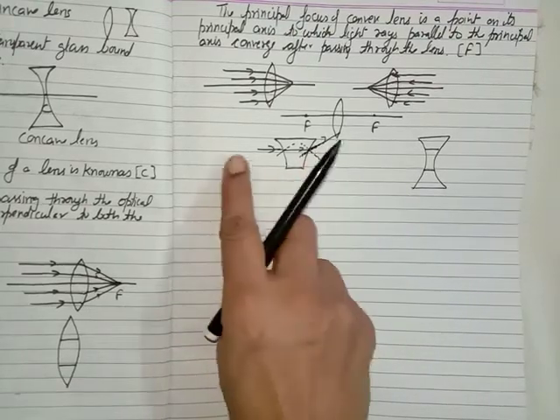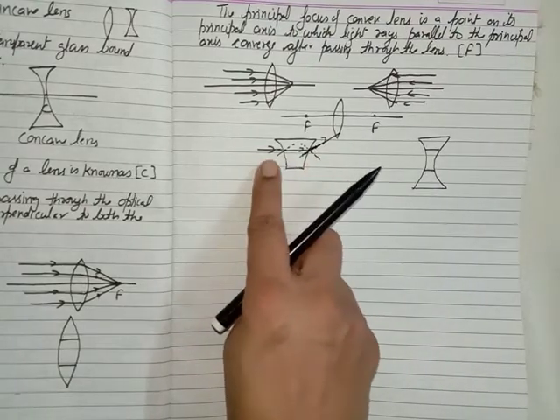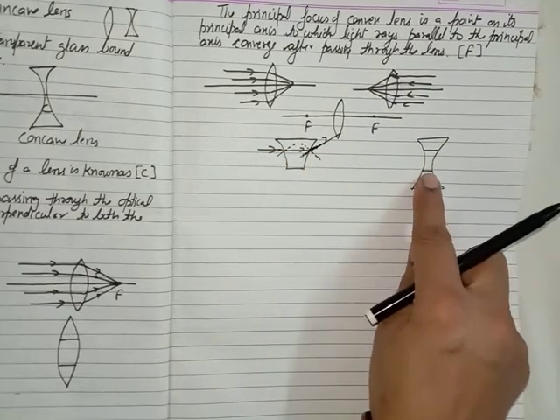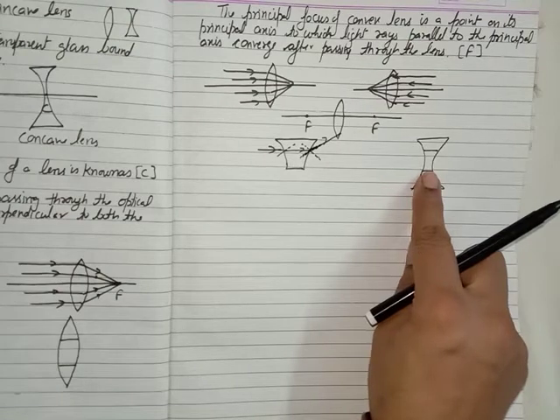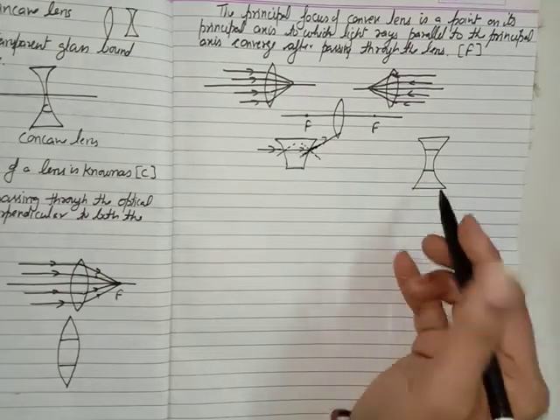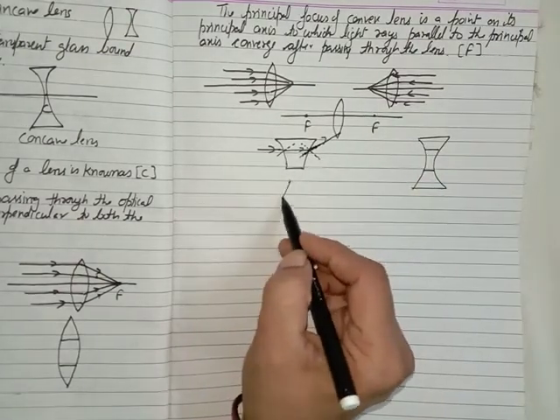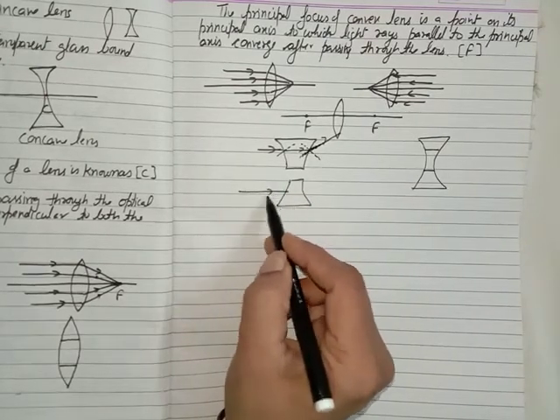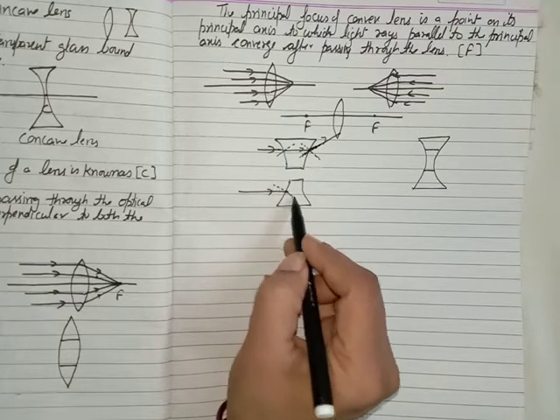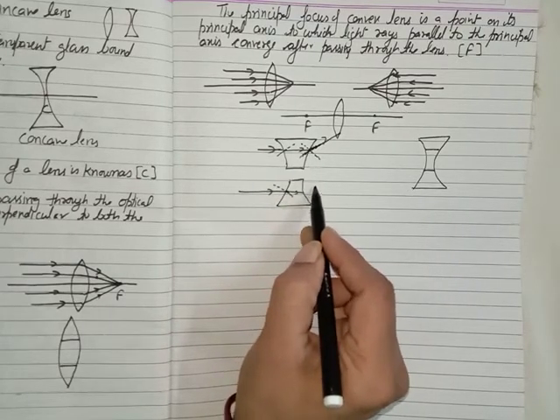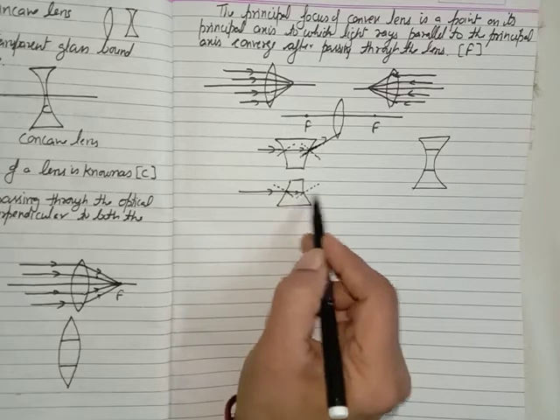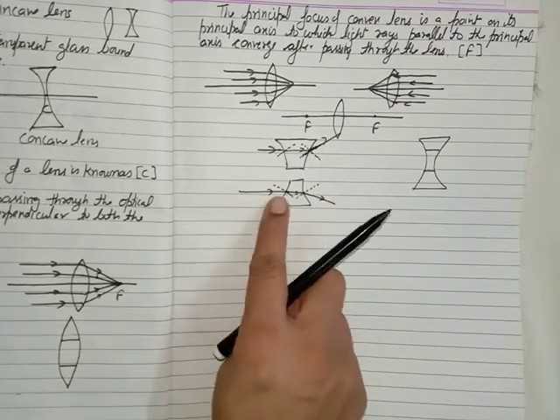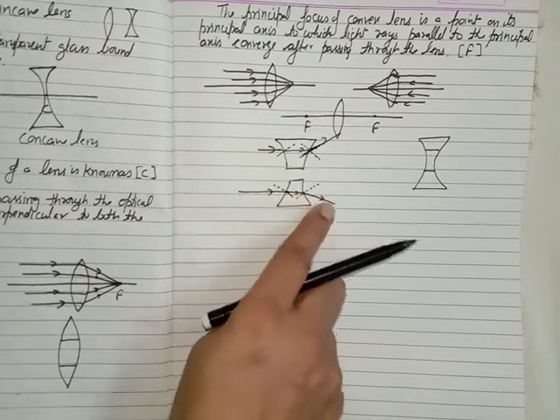So what will happen, the light which is coming parallel to the axis now diverges, and this middle part works like a glass slab, and the lower part is just like a prism. When the light is coming parallel, first it will bend towards the normal. Again, when it passes from the glass to the air, it will move away from the normal. So the light which is coming parallel to the principal axis bends like this.